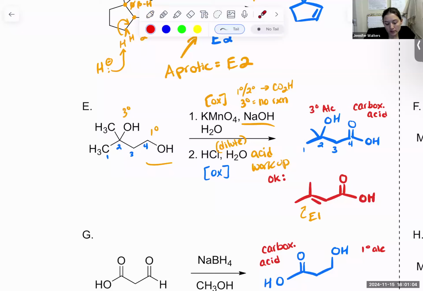So I was hoping you would just see the potassium permanganate, tertiary alcohol stays the same, primary alcohol goes to carboxylic acid. But since I didn't make that dilute, if you tried to do an E1 as well, then you receive full credit for that too, as long as you did the E1 making the most substituted alkene. Right. Any questions about E?